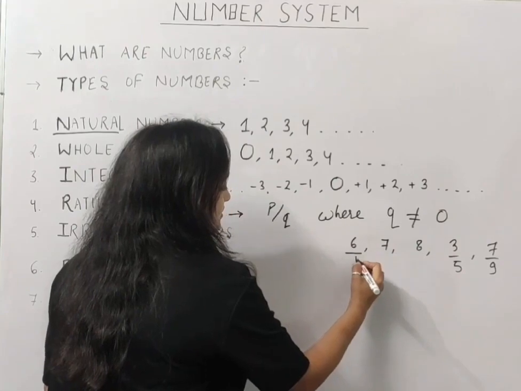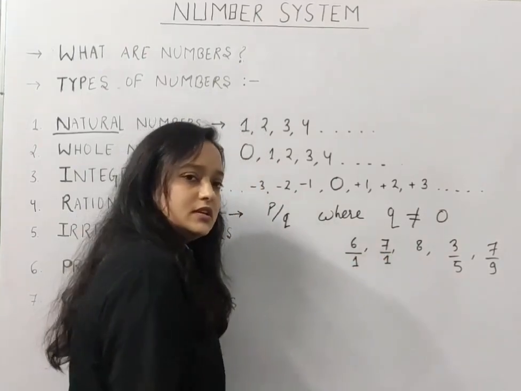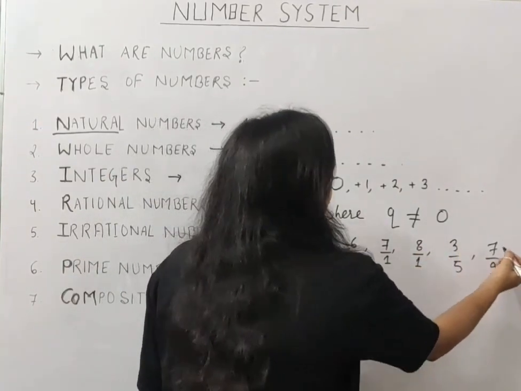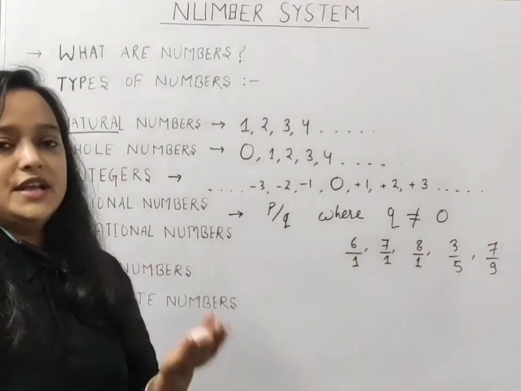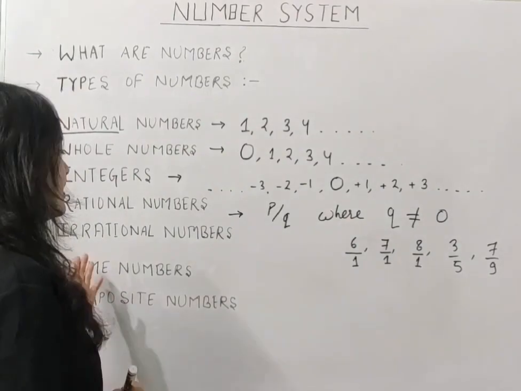We can write 6 as 6 upon 1, 7 as 7 upon 1, 8 as 8 upon 1. Then 3 upon 5 and 7 upon 9. So all these are your rational numbers. Clear? Okay.